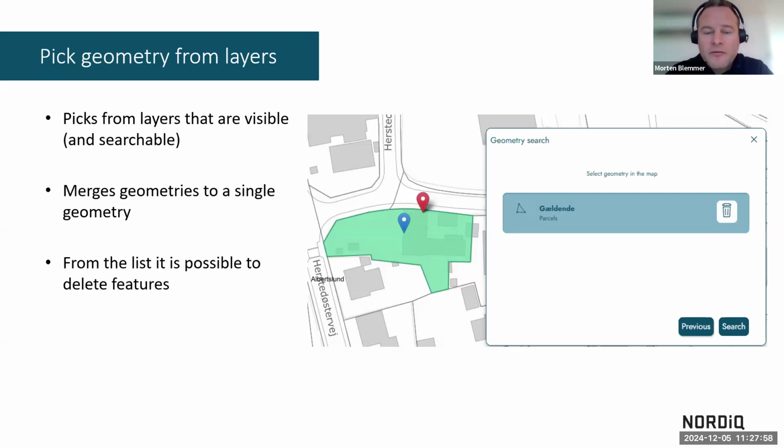We use the WFS corresponding to the WMS service in this case to get the geometry. If you point out multiple geometries, they will merge into a single geometry. And from the list, it's also possible to delete features. I will show that in a moment.